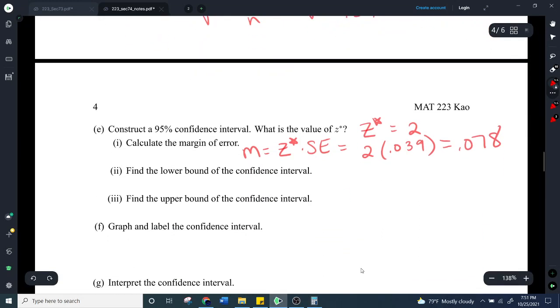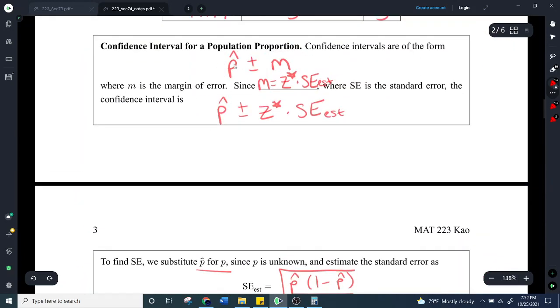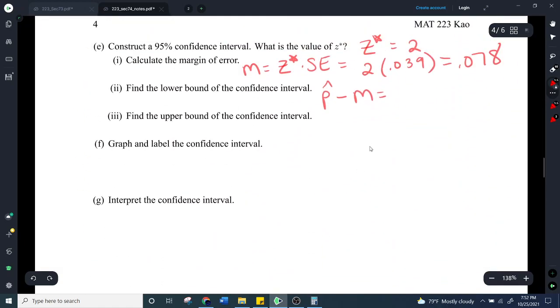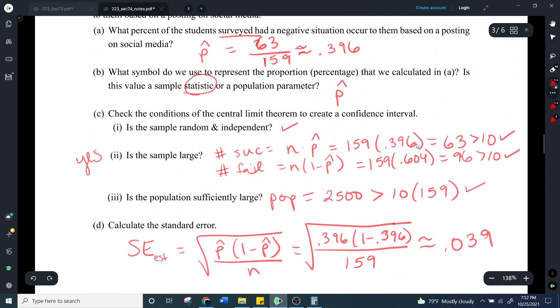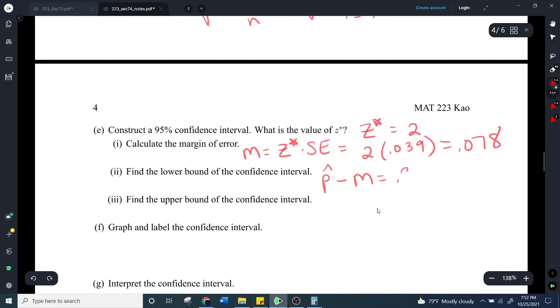Find the lower bound for your confidence interval. To get my lower bound, I'm going to do p hat minus the margin of error. That's the notation I had back here where I said p hat plus or minus the margin of error. So p hat plus the margin of error gives me my upper bound. P hat minus the margin of error gives me my lower bound. My p hat, I forgot what it was. P hat was 0.396. So it's going to be 0.396 minus 0.078 that I just computed.